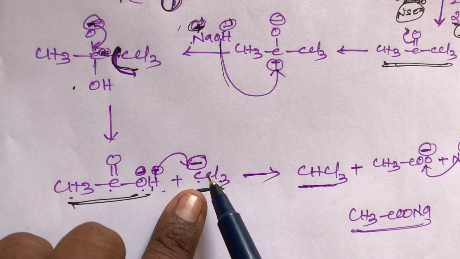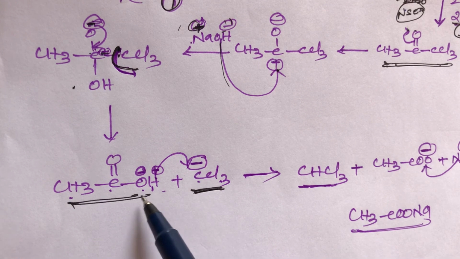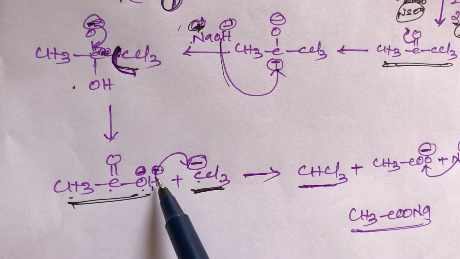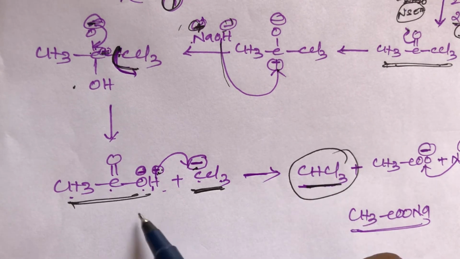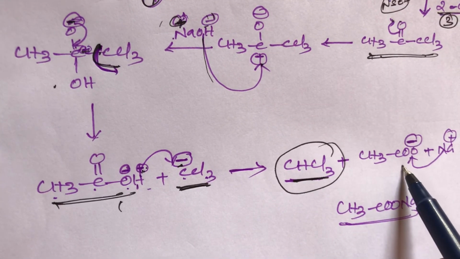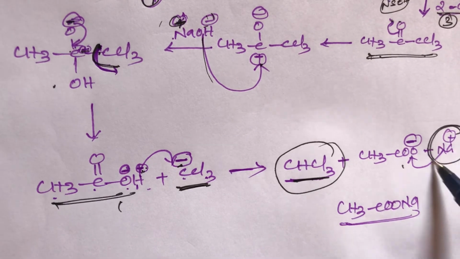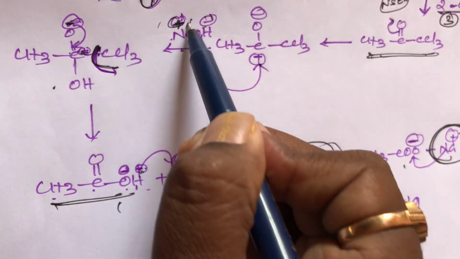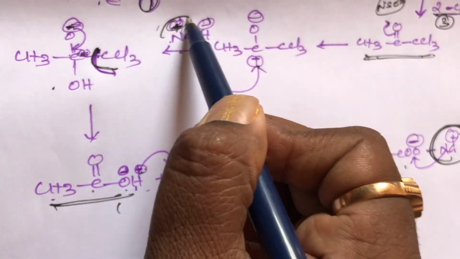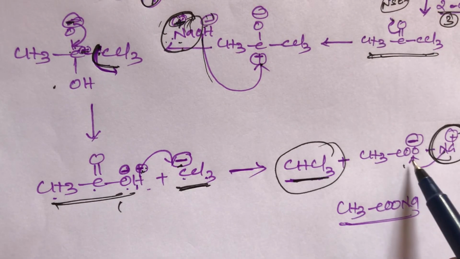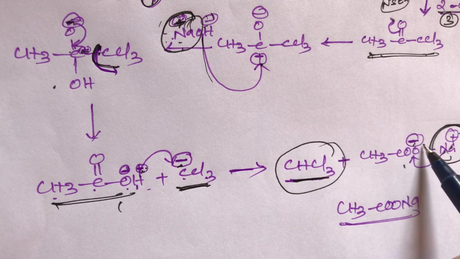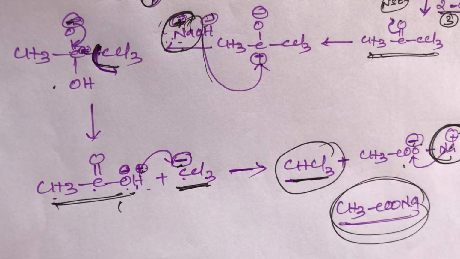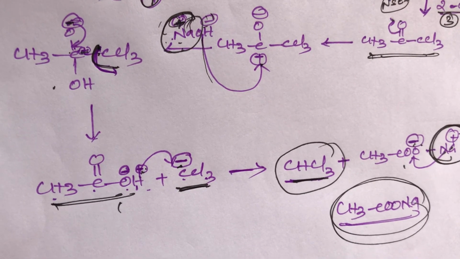This CCl3 minus is a strong nucleophile. Generally acetic acid gives one proton, this H plus, which combines with CCl3 minus. We get chloroform, and the remaining CH3COO minus is left. This CH3COO minus again reacts with Na plus. What about this Na plus, student? This Na plus is left after the ionization of NaOH. This Na plus attacks the negative charge side and combines with the COO group, and we get sodium acetate. This is the simple haloform mechanism, student.